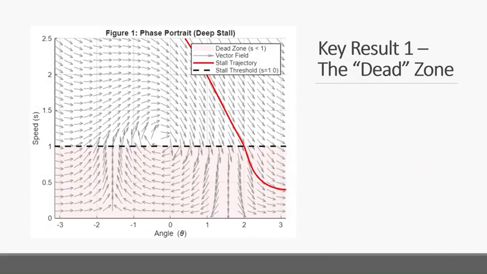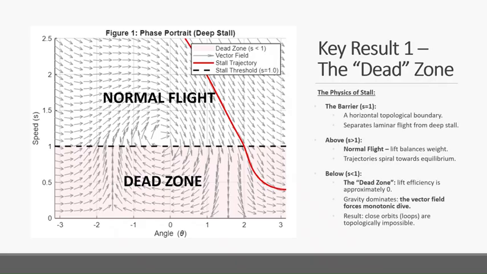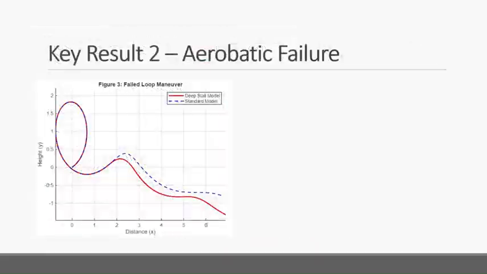The impact of the deep stall mechanism on the phase space is drastic. You can see a clear horizontal barrier at s equals 1. I call this the dead zone. Above this line you have normal flight where lift works as expected, but cross that line downwards into the shaded region and lift vanishes. The vector field here is dominated entirely by gravity. This acts as a topological trap. Trajectories can dive into the stall, as shown by the red line, but they cannot orbit back out without first diving to recover speed. Unlike the standard model, sustained loops are mathematically impossible in this region.